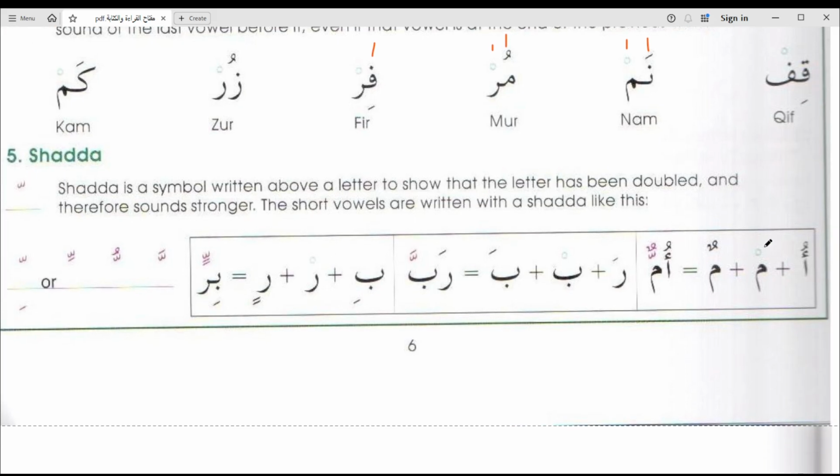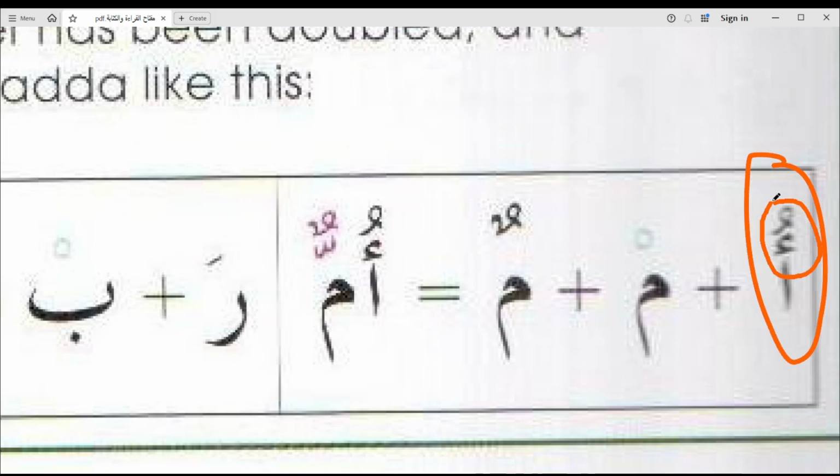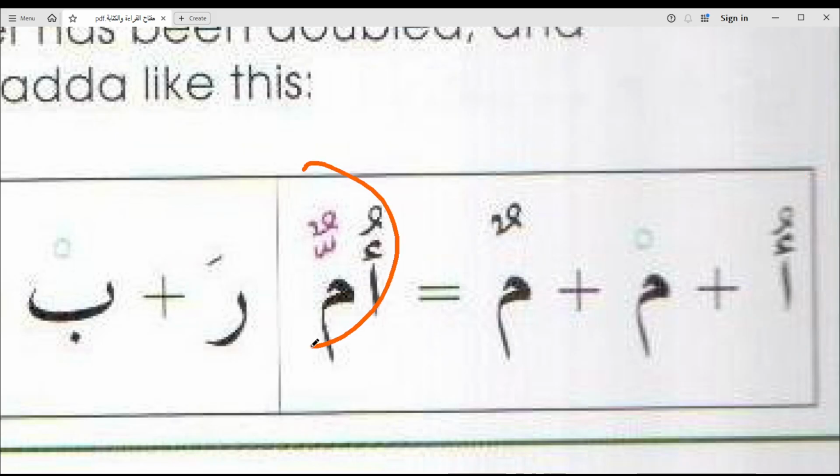For example, how to read it? Ummun, because it contains u, this is the hamza and the damma, and there is mim with a sukun, and there is mim with tanween al-damm, mun. So instead of writing it like this, we just write it down mim like that, and we put shadda tanween on it, and that's it. So it's going to be ummun.